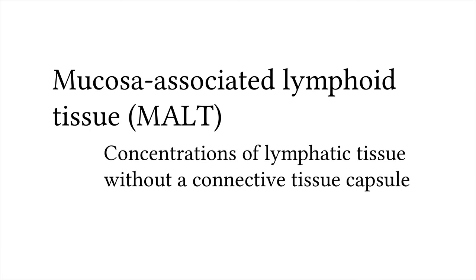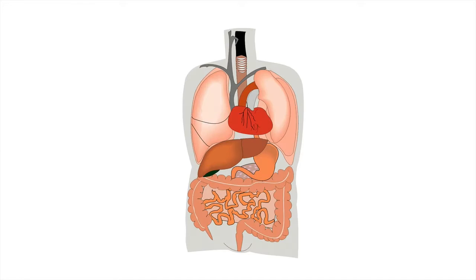Mucosa-associated lymphoid tissue, or MALT for short, is the concentrations of lymphatic tissue without a connective tissue capsule. You see, this type of tissue is found deep to the mucous membranes in the respiratory, digestive, urinary, and reproductive systems. That's because the mucous membranes of all four of these systems have openings to the outside of the body, and thus they're the easiest entry for foreign invaders.